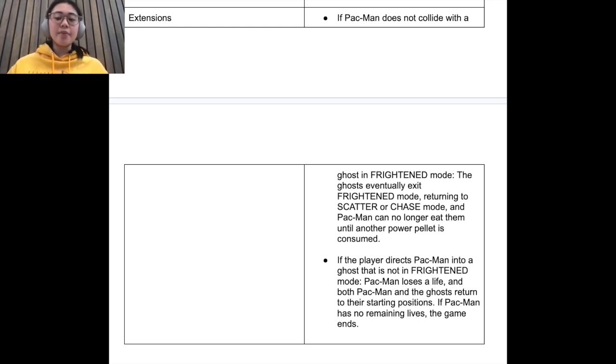Additionally, the diagram considers extensions to this scenario. For example, if Pac-Man does not collide with the ghost while in frightened mode, the ghost will eventually revert to their scatter or chase modes, and Pac-Man will no longer be able to eat them until another power pellet is consumed. Another extension covers what happens if Pac-Man collides with a ghost outside of frightened mode, resulting in Pac-Man losing a life and all entities returning to their starting positions.